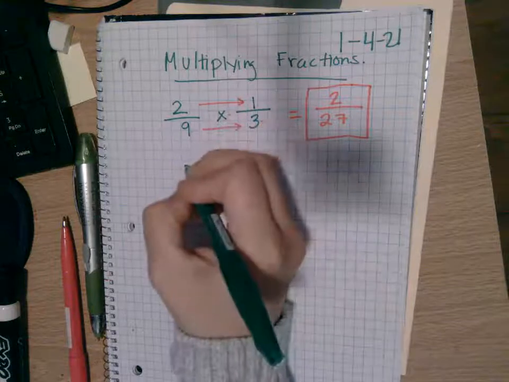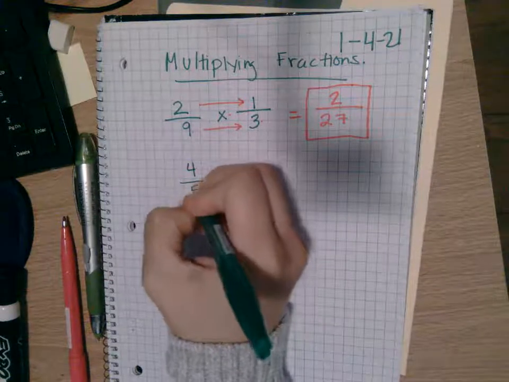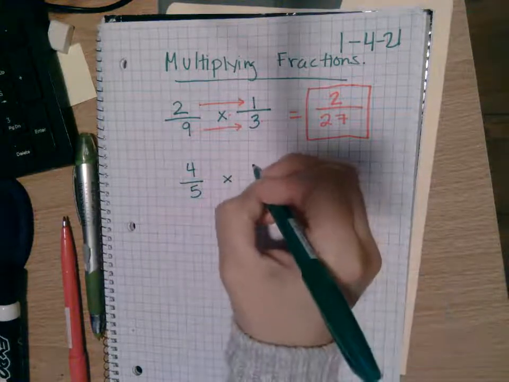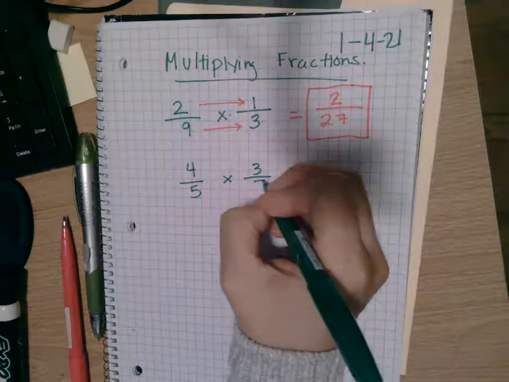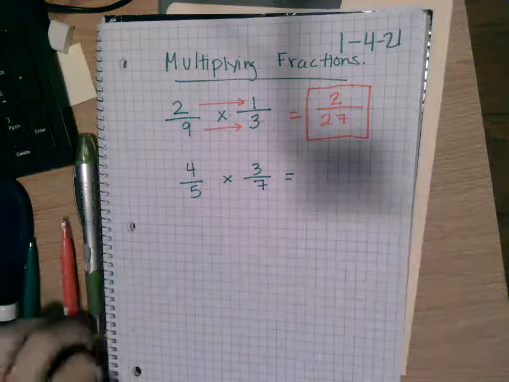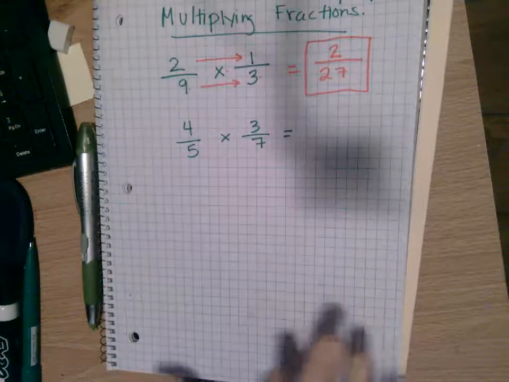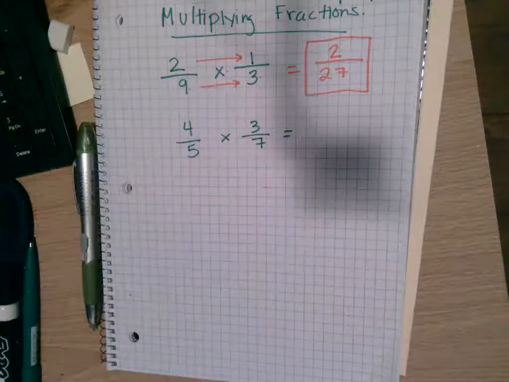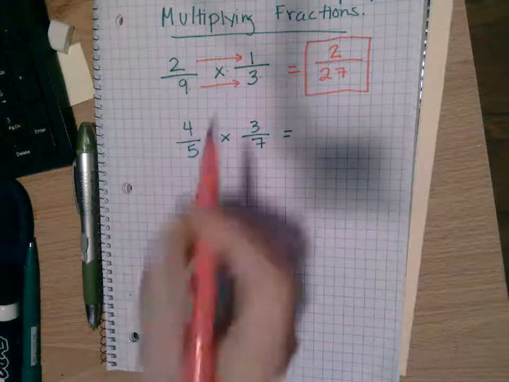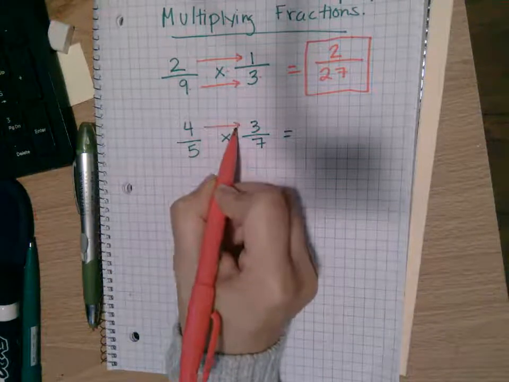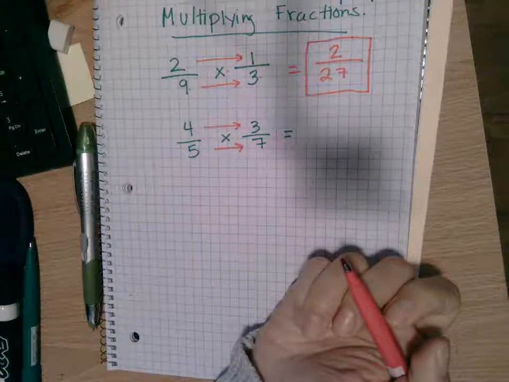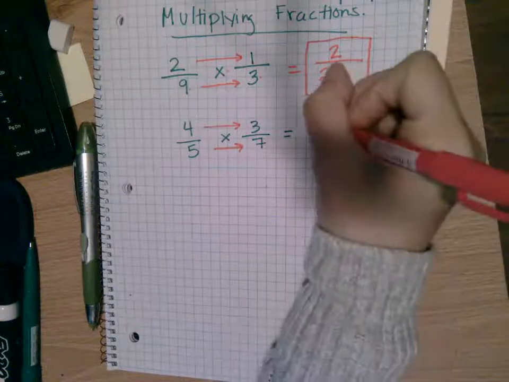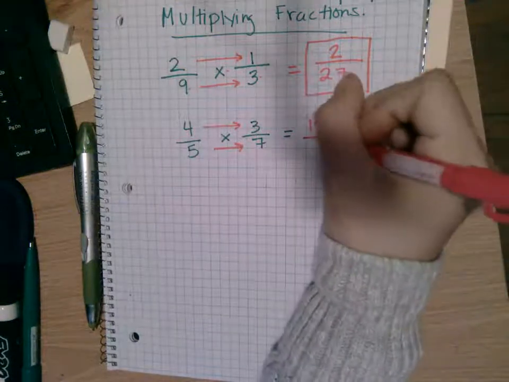Let's try doing this one. 4 over 5 times 3 over 7. Okay, so it's multiplication. You don't need common denominators like first semester. Multiply straight across. And what do we get? 12 over 35.